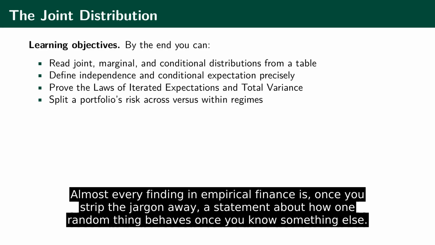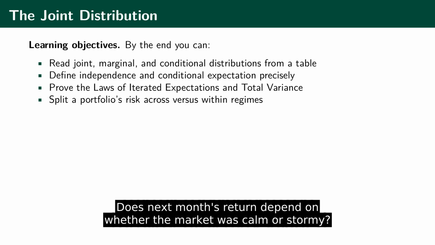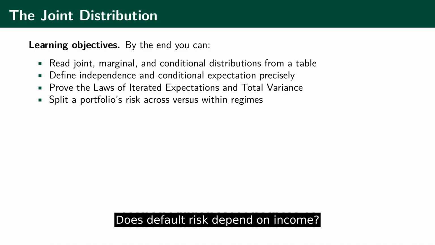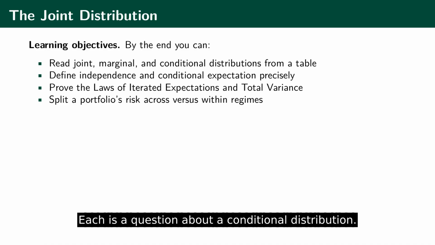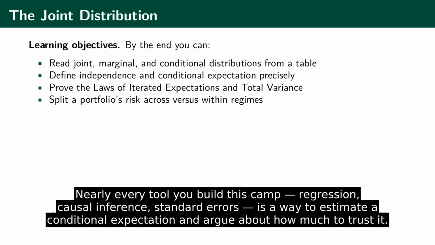Almost every finding in empirical finance is, once you strip the jargon away, a statement about how one random thing behaves once you know something else. Does next month's return depend on whether the market was calm or stormy? Does default risk depend on income? Each is a question about a conditional distribution.